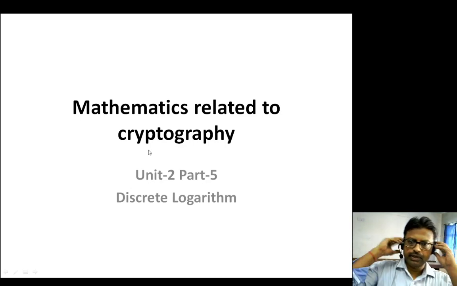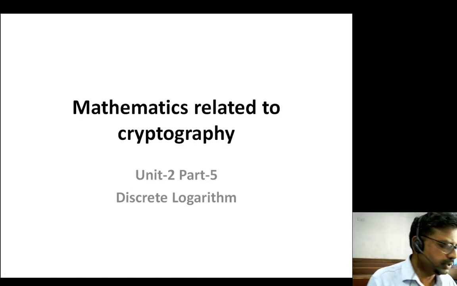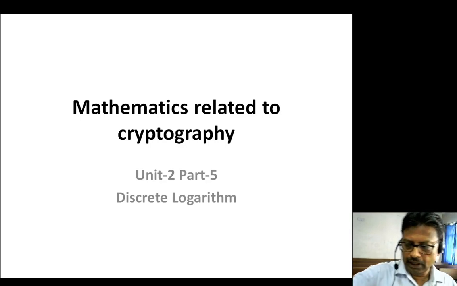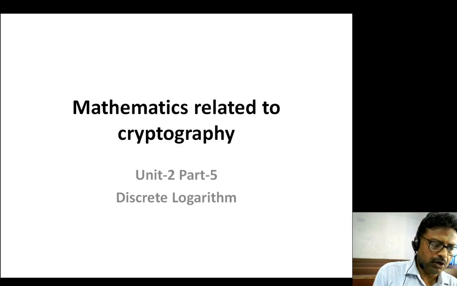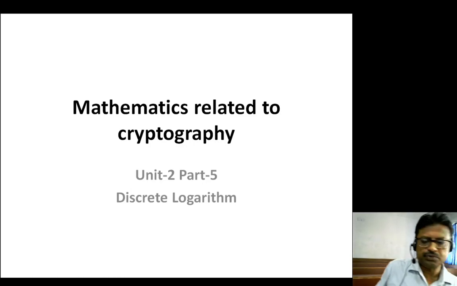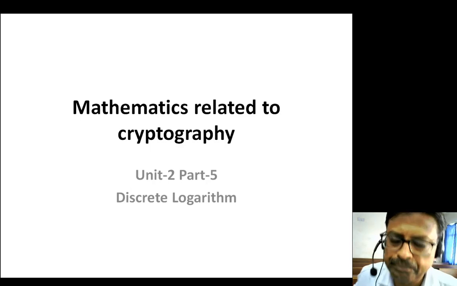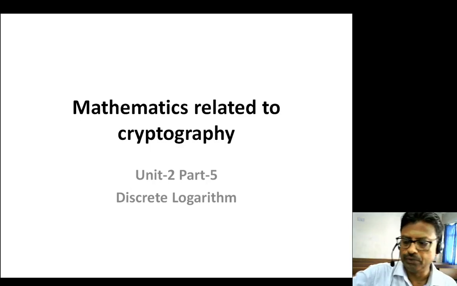So in this video, we are going to discuss some more mathematics which are related with cryptography, and we will be discussing the logarithm. As we know, in many cryptographic algorithms we have to use the exponential function, and if the exponential function is being used, then we also need to know how to use the logarithm value.